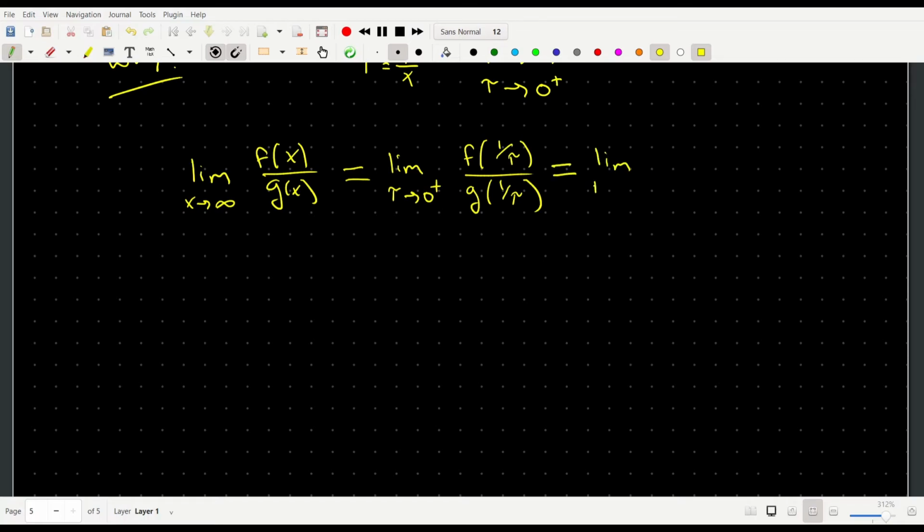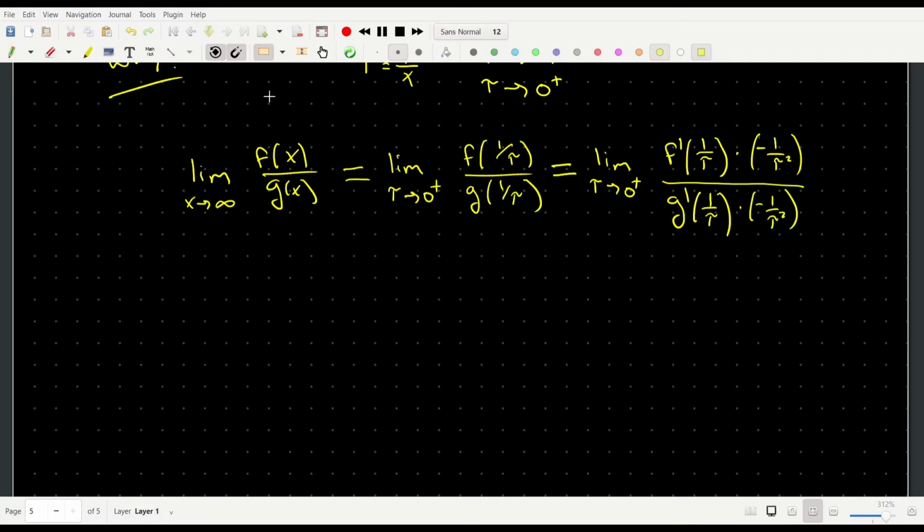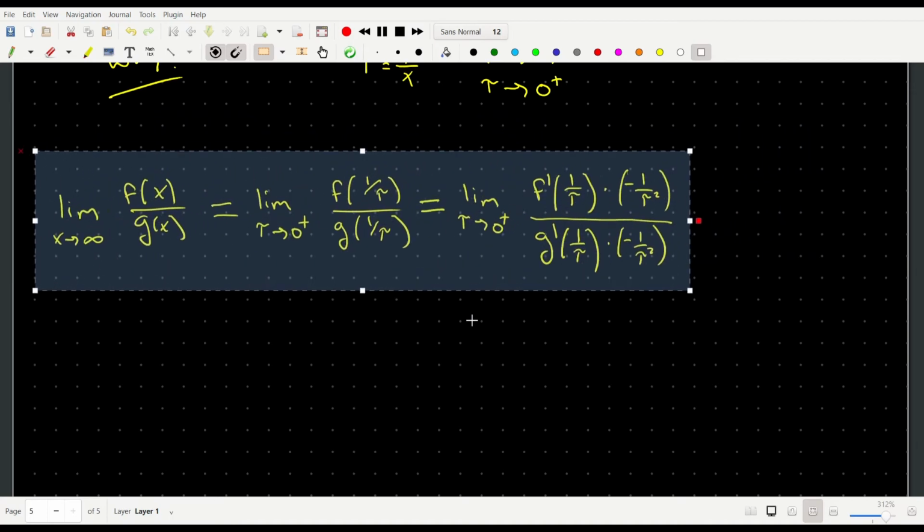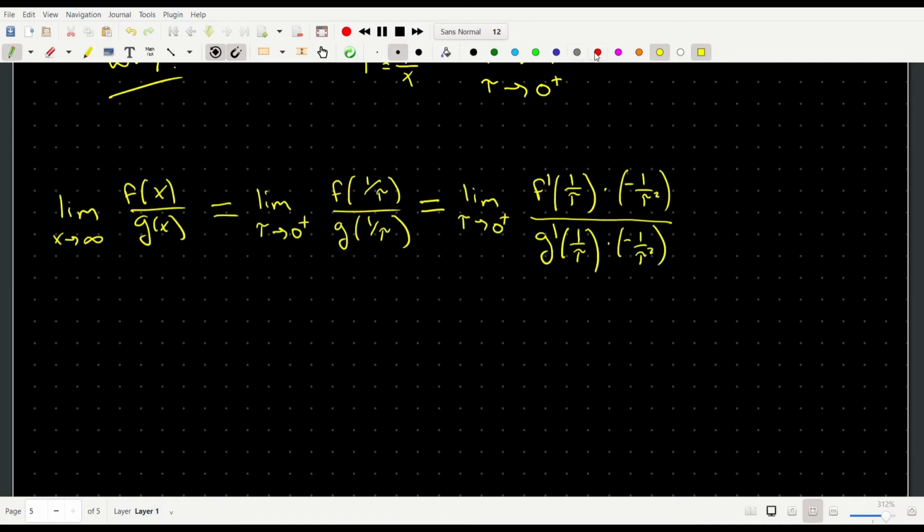to get this is the same thing as the limit as tau goes to 0 from the positive side of the derivative of this expression with respect to tau, which by the chain rule will be f prime of 1 over tau times the derivative of 1 over tau, which is negative 1 over tau squared, divided by the derivative of the denominator with respect to tau, which is g prime of 1 over tau times negative 1 over tau squared. So you see that the negative 1 over tau squared cancel out.